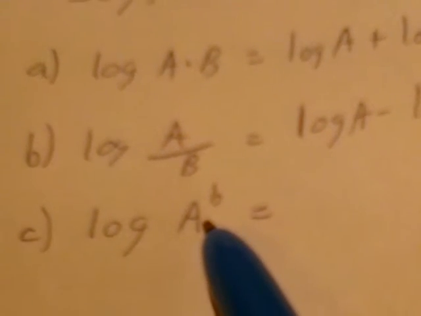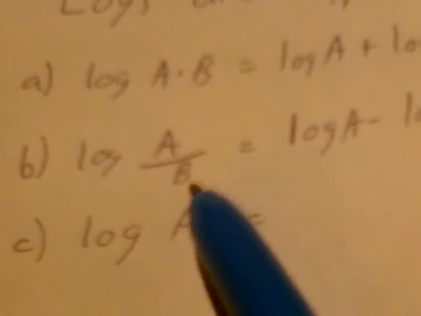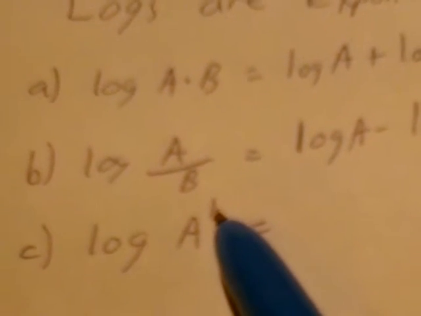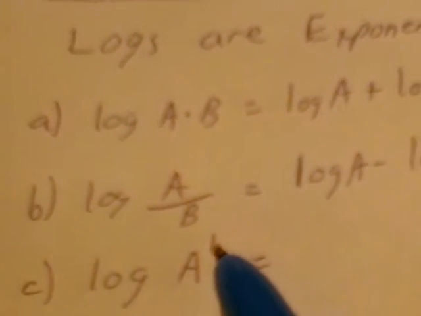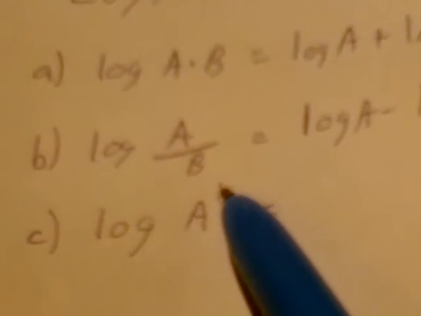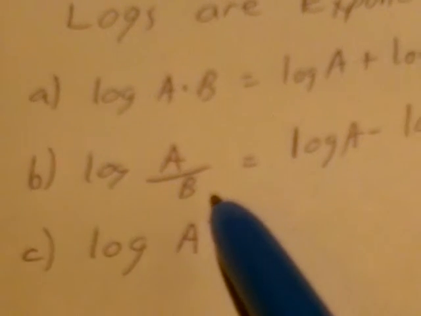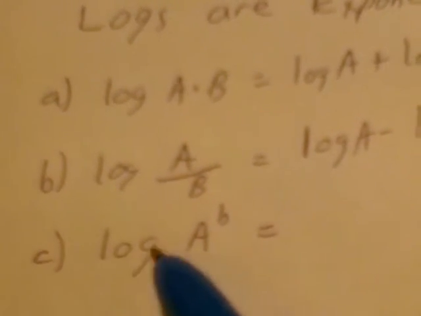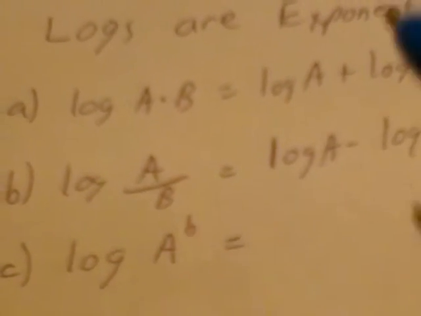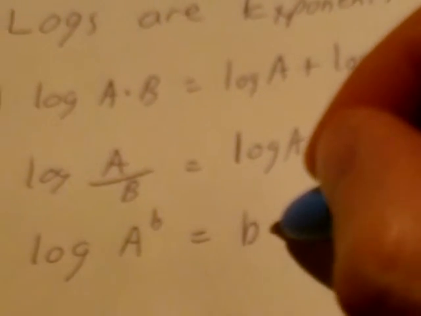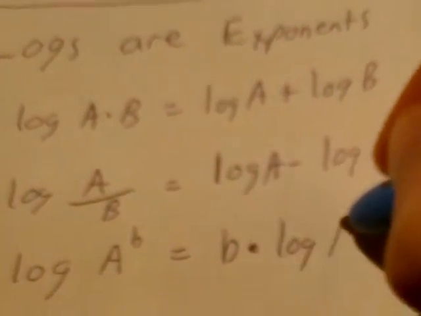So what we really have going on here is a power to a power. And we know that when we have a power to a power, such as x squared to the third power, we multiply those two exponents. So log a is an exponent, b is an exponent. So when we have a power to a power, we multiply the exponents. So we're going to write b times log a.